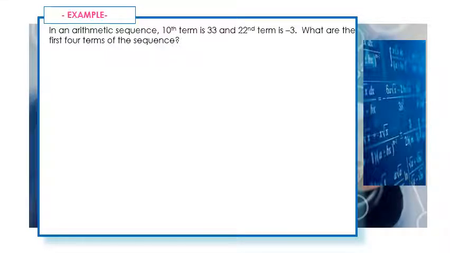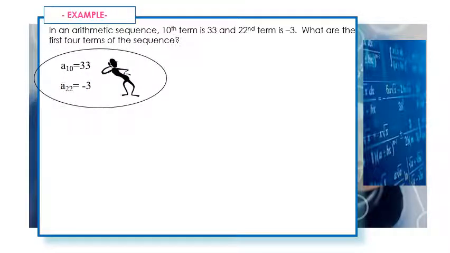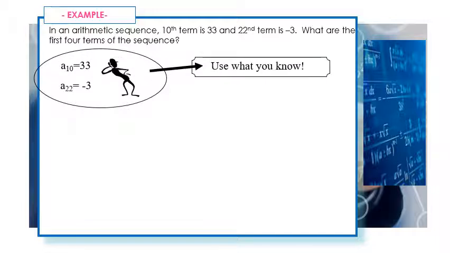Okay, another example we have. In an arithmetic sequence, the 10th term is 33 and the 22nd term is negative 3. What are the first four terms of the sequence? So the given in the problem is a sub 10 is equal to 33 and a sub 22 is equal to negative 3. It seems that in this problem it is difficult to answer using the formula we used, but you can still use the formula we know.